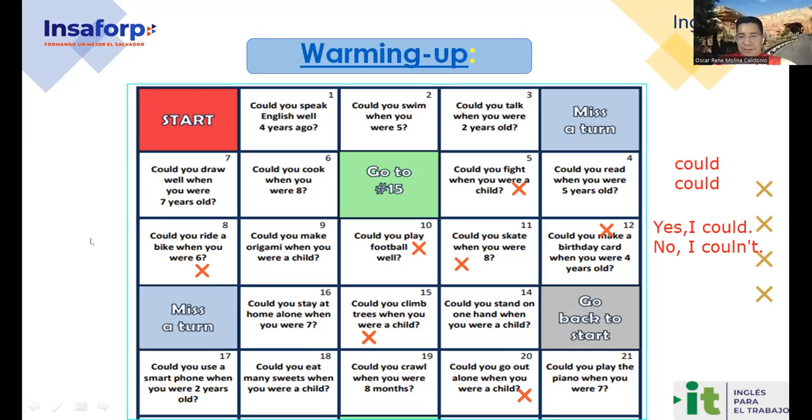Y casi no se ven ahí, no sé si están trabajando todos los que nos han contestado. Bueno. I think Elena Morazala. Yeah, Elena is here. Elena, select the question. Number 7. Could you draw when you were 7 years old?